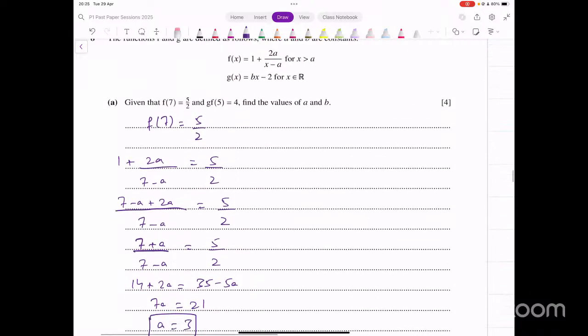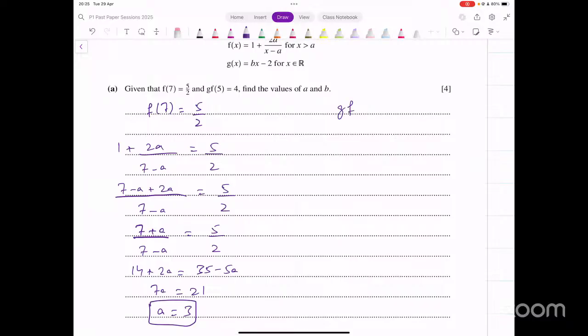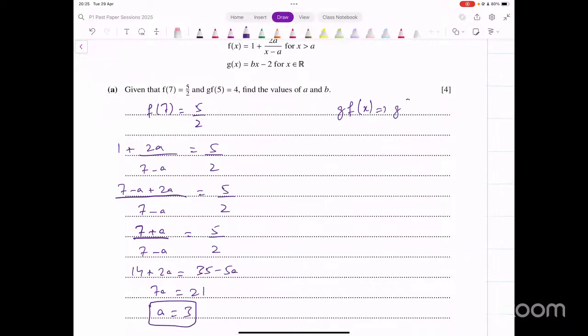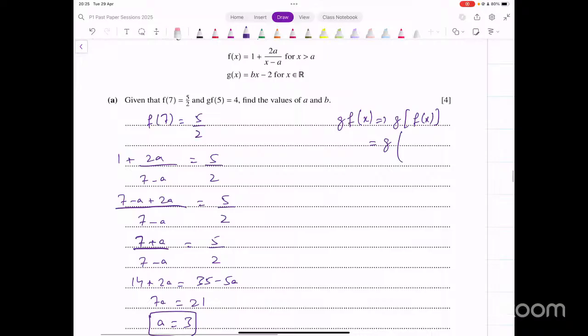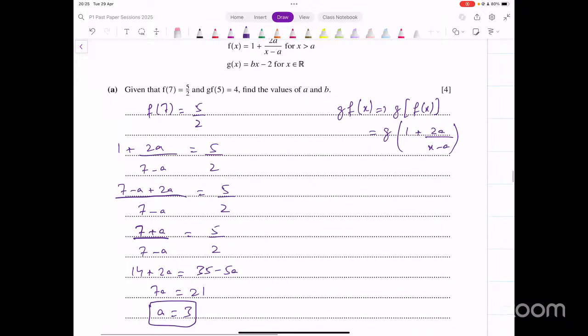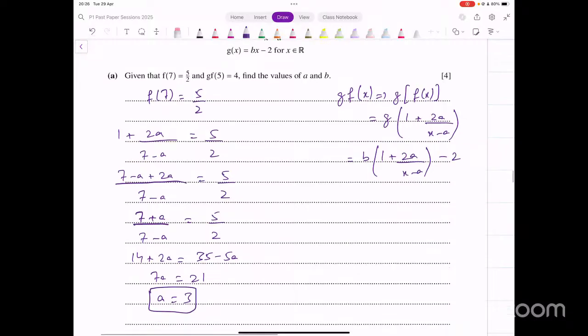And then gf of 5 is equal to 4. Let's find the function gf of x first of all. What would that be? G of f of x. Inside the function g, we have to input f. So g of 1 plus 2a over x minus a. Now, what does this become? Let's simplify this first, or maybe just input that directly. B into, inside this function, I want to replace x with that thing, right? So it will become b into 1 plus 2a over x minus a, minus 2. That's gf of x.